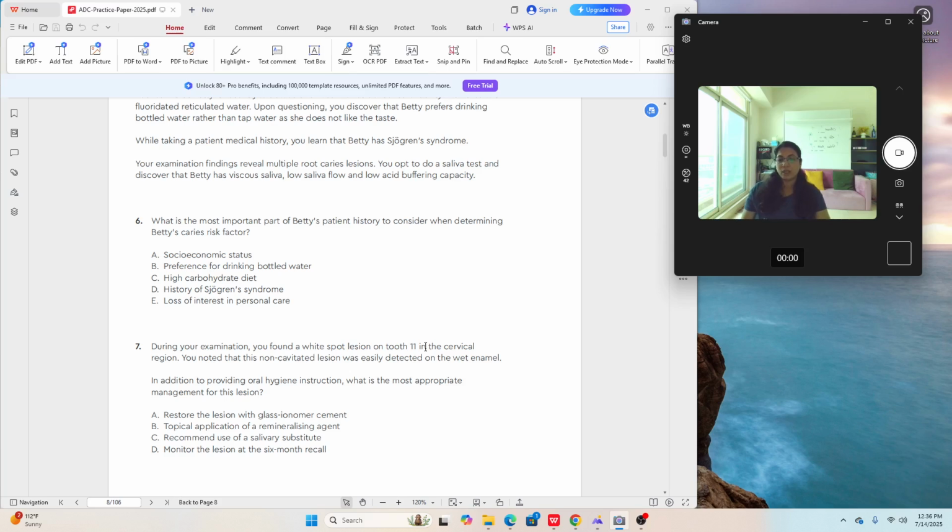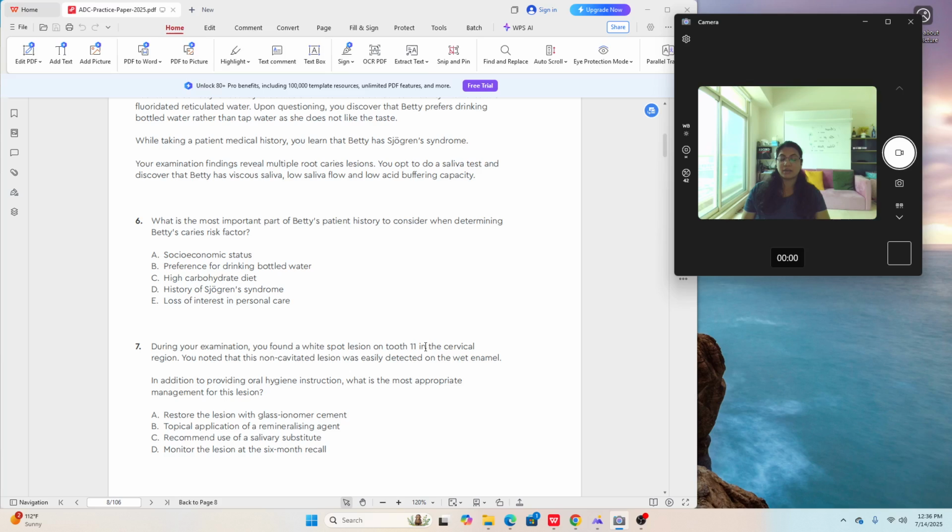Where were we? Oh yeah, there was a white spot lesion. So what are we gonna do? Minimally invasive dentistry. Restore the lesion with glass ionomer cement. That would require drilling. No. Topical application of a remineralizing agent. Yes.